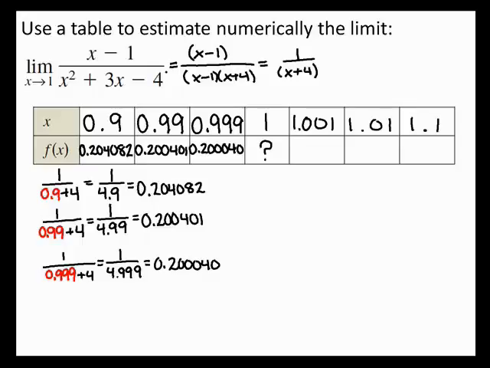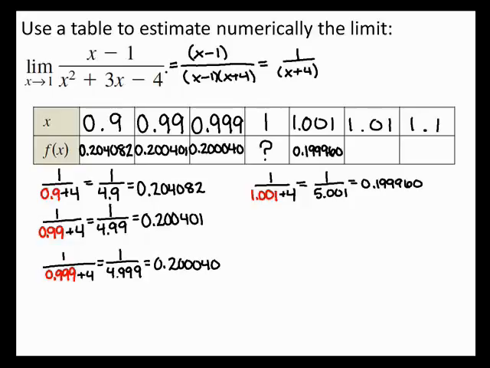Substitute 1 and 1,000th into 1 divided by x plus 4. Simplify 1 and 1,000th plus 4. Simplify 1 divided by 5 and 1,000th. You find that f of x is approximately equal to 199,960 millionths.